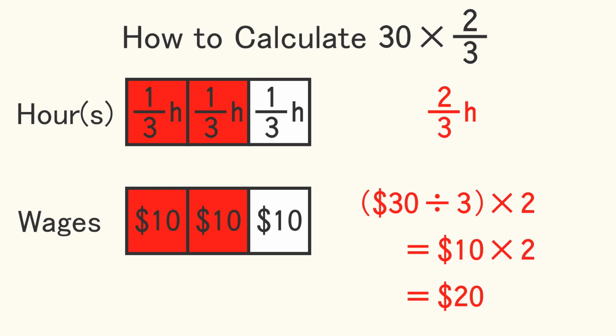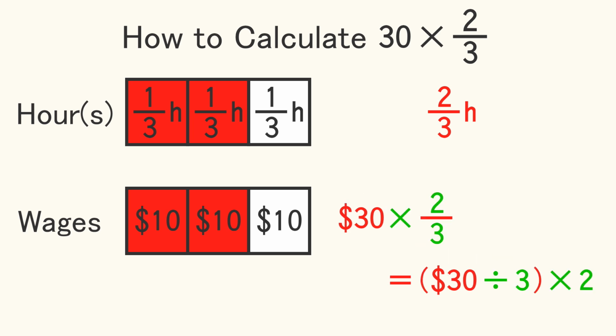Since we set up the expression 30 multiplied by 2/3 to find your total wages, which we've just found, we can see that 30 multiplied by 2/3 is equivalent to 30 divided by 3 multiplied by 2. In the expression 30 divided by 3 multiplied by 2, the divisor 3 and the multiplier 2 come from the denominator and numerator of the 2/3 in the expression 30 multiplied by 2/3, respectively.